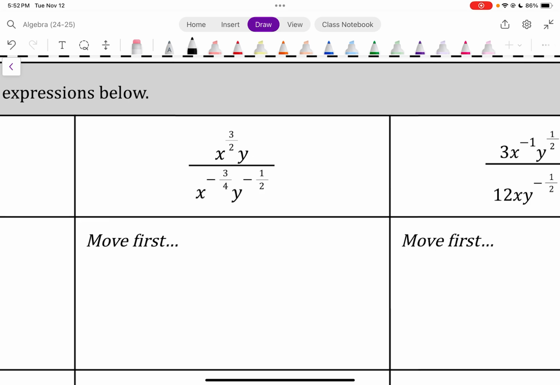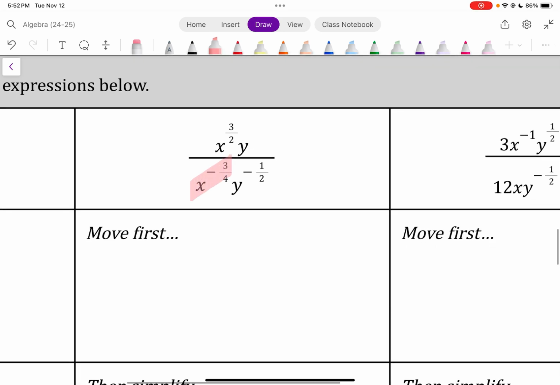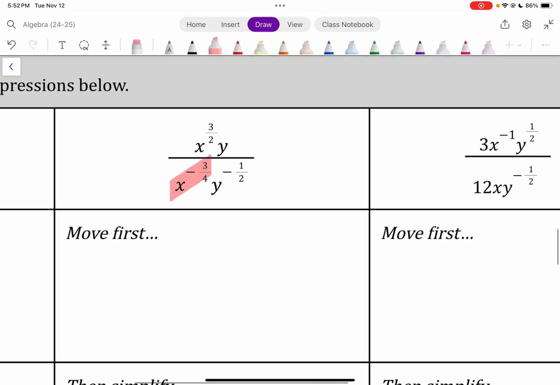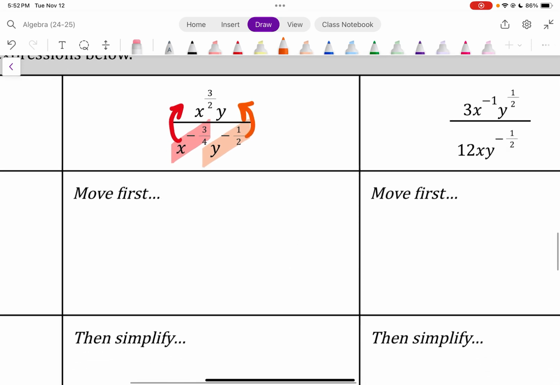So I see a negative exponent here, and so I'm going to move that upstairs. I see a negative exponent here, so I am going to move that upstairs. So notice I just took everything out of the denominator. So when I write my answer, I have x to the 3/2 times, and I moved my x to the negative 3/4 upstairs. So now it's x to the 3/4.